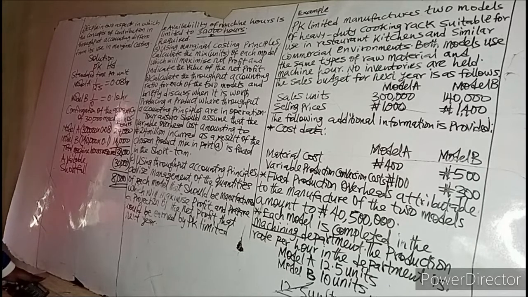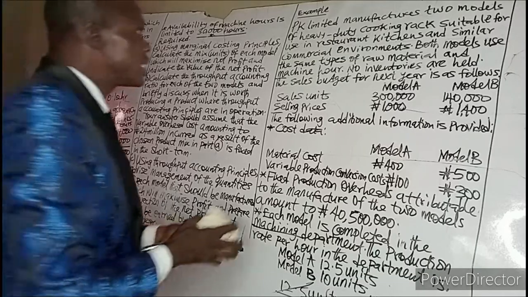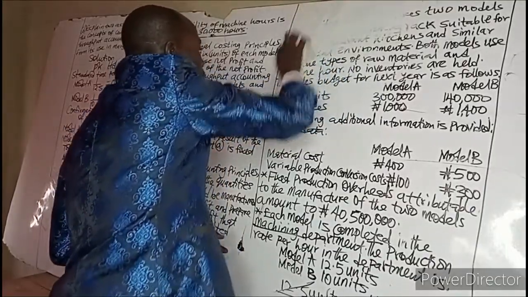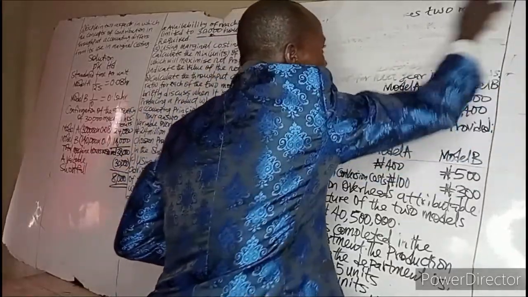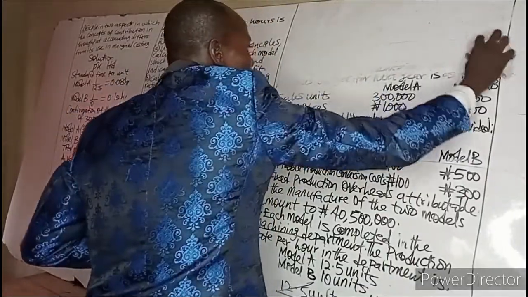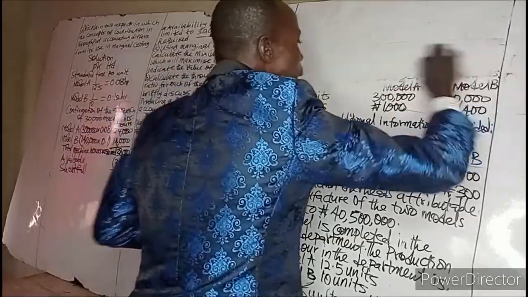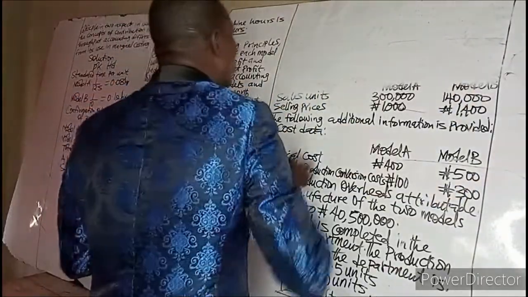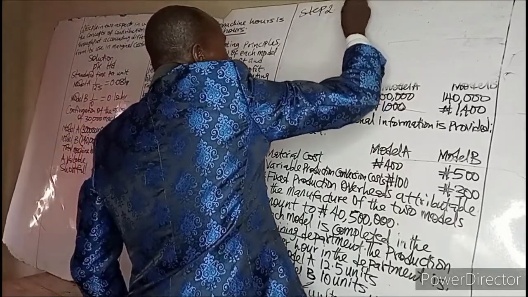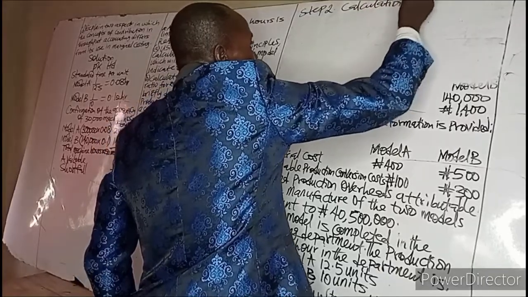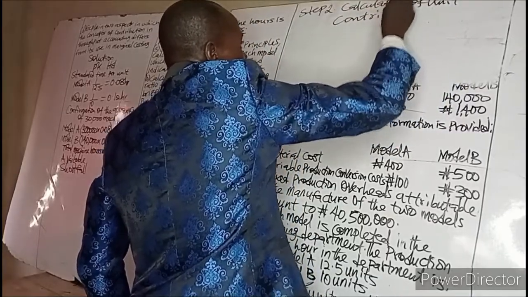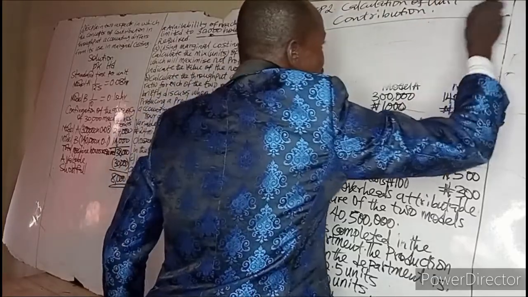Then the next step is to compute the unit contribution, the contribution margin for each of the products. We want to determine the unit contribution. Remember, contribution is selling price less variable cost. That is contribution margin. So now, step 2, the calculation of unit contribution, that is calculation of contribution margin.